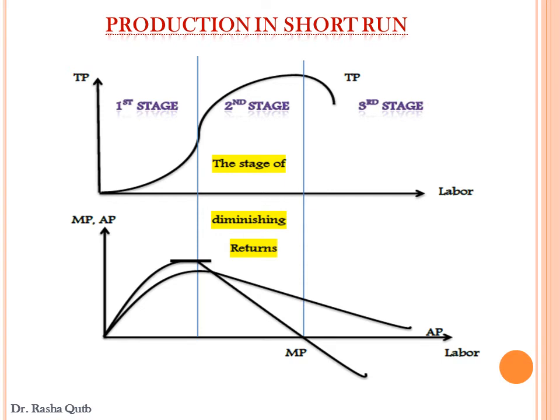In the third stage of the production process, as we add more labor, total product is decreasing, marginal product becomes negative, and average product is decreasing but never becomes negative.